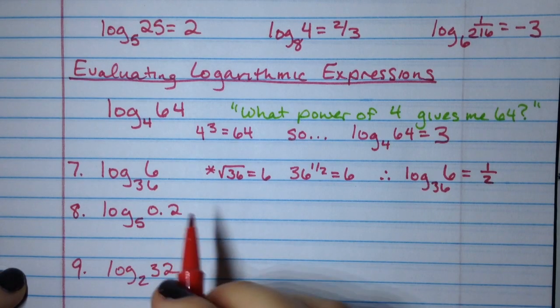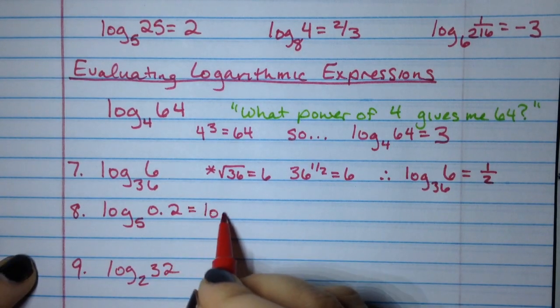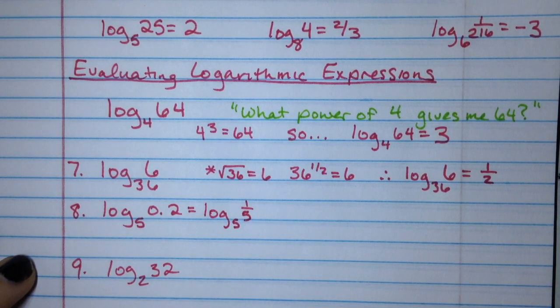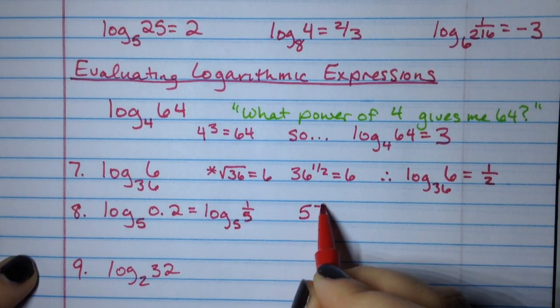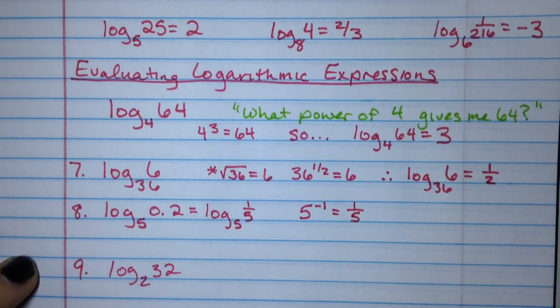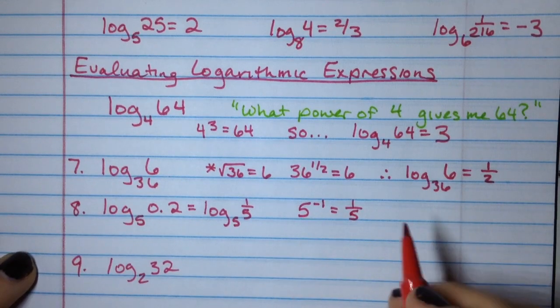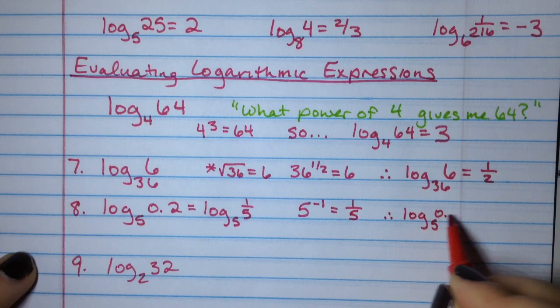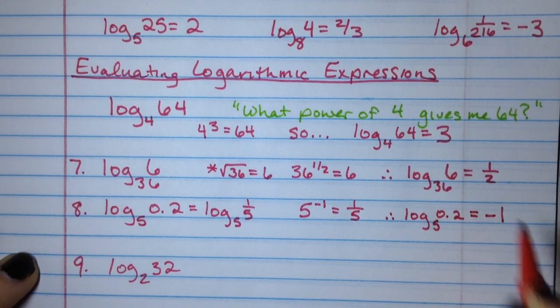Log base 5 of 0.2 can be rewritten as log base 5 of 1/5. Okay, this makes it easier for me to see because I know that raising any number to the negative exponent power will just flip that number to the denominator. Right here I know what power of 5 will get me to 1/5. Well, obviously it's -1. That's what I know from my exponent rules. Therefore, evaluating log base 5 of 0.2 would have to be -1.